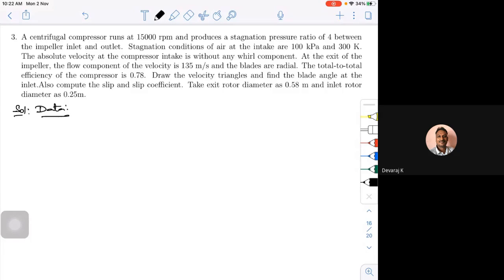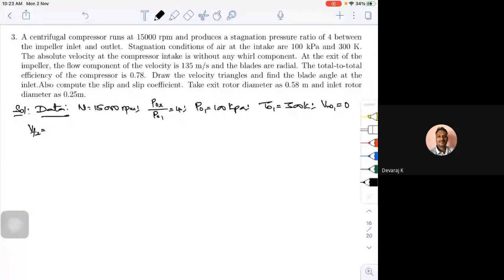So let me write that N is equal to 15,000 RPM. The pressure ratio, that is P02 by P01, is equal to 4, and the inlet stagnation pressure is 100 kilopascals. The inlet stagnation temperature is 300 Kelvin. The inlet whirl velocity is absent, that is, there is no whirl at the inlet, so VW1 is equal to 0. My flow component at the exit, VF2, is 135 meters per second. And they have given the total to total efficiency or compressor efficiency as 78%.